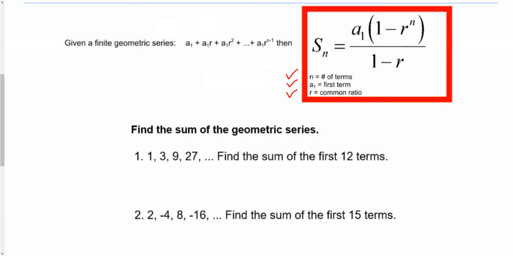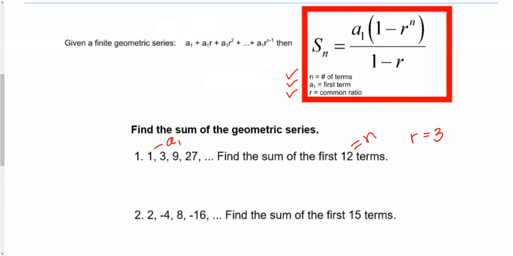As long as you know what R is, as long as you know how many numbers you're going to count up, and as long as you know the first term. So we're going straight into it. It says find the sum of the first 12 terms. So right there, that's n. If you're doing 12 terms, that means n equals 12. Right here, this is our first term. That's A sub 1. So it looks like the only thing they don't tell us is the R. What's the R in this question? R is equal to 3.